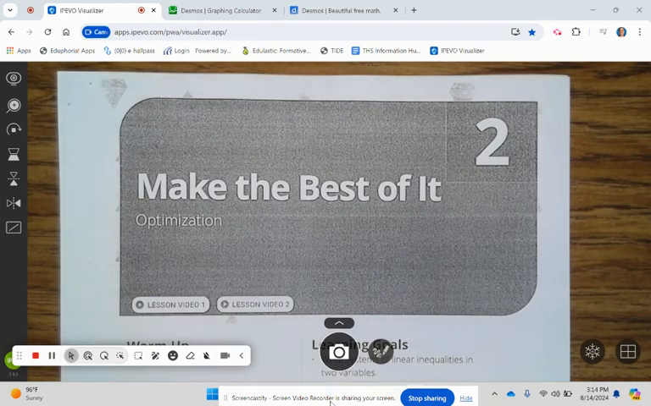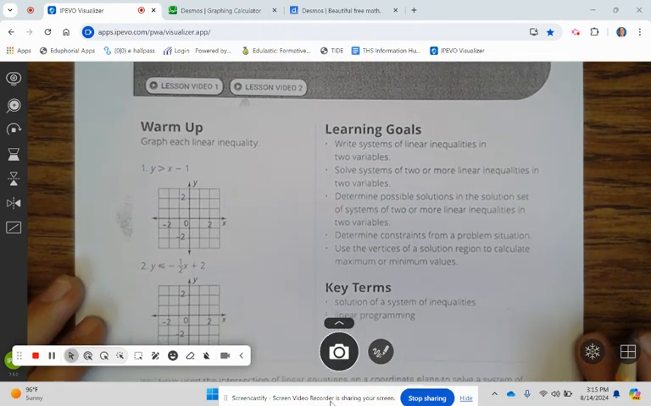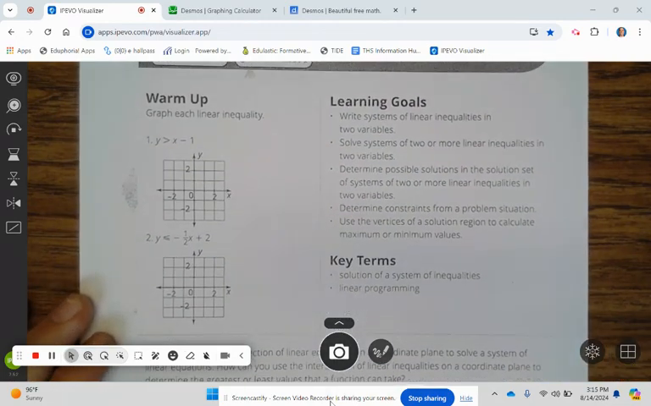Okay, Wildcat 7.2, make the best of it, optimization. All right, let's go and take a look at the warm-up. All right, graph each linear inequality.